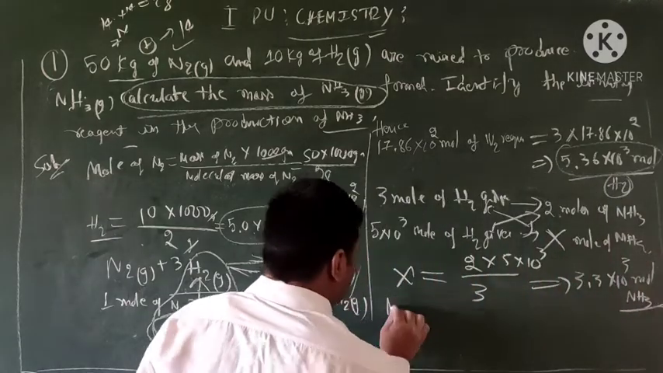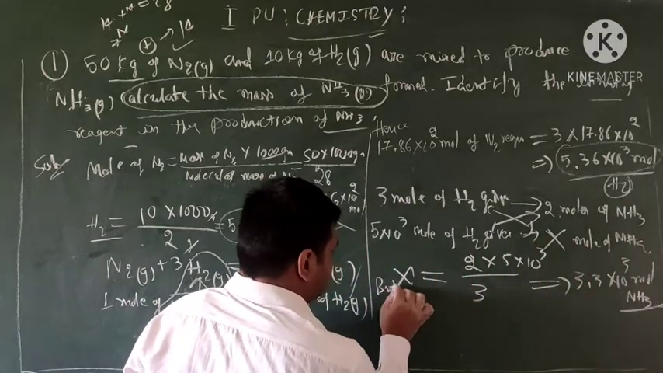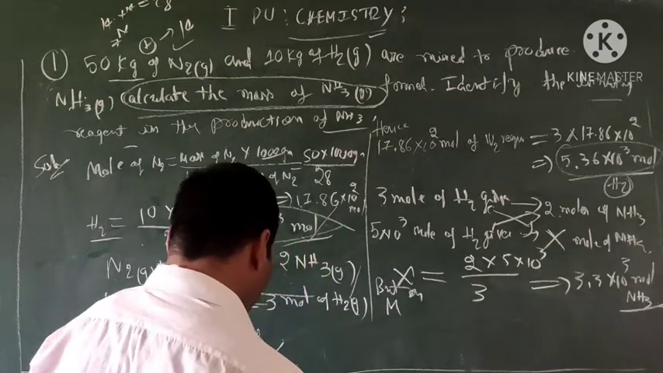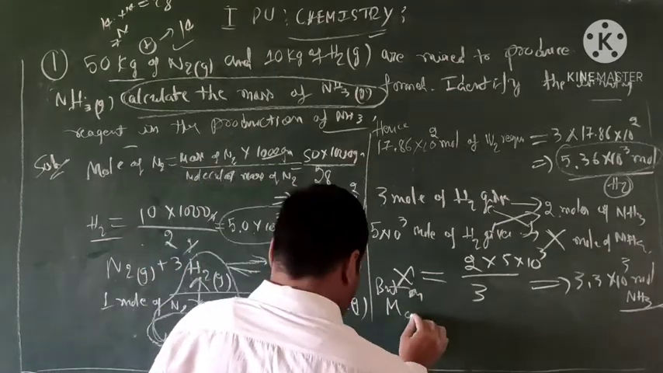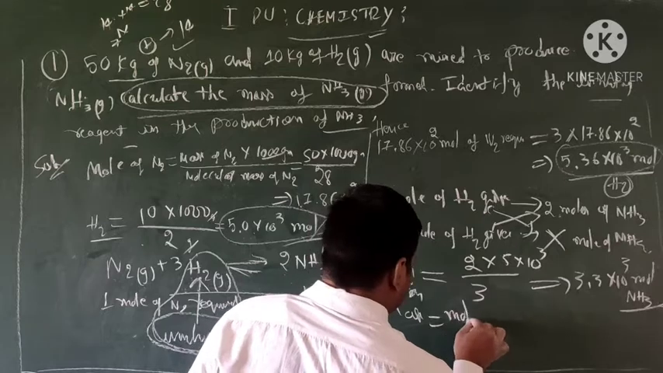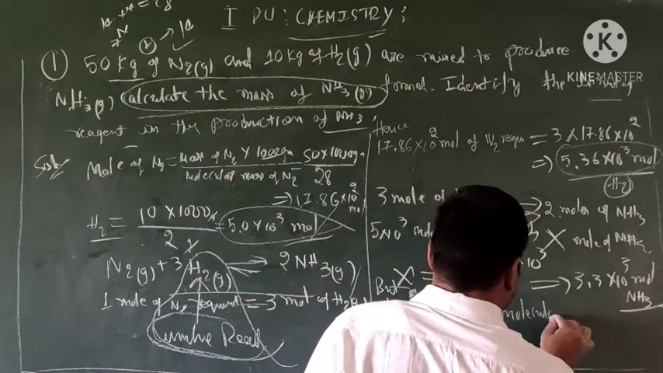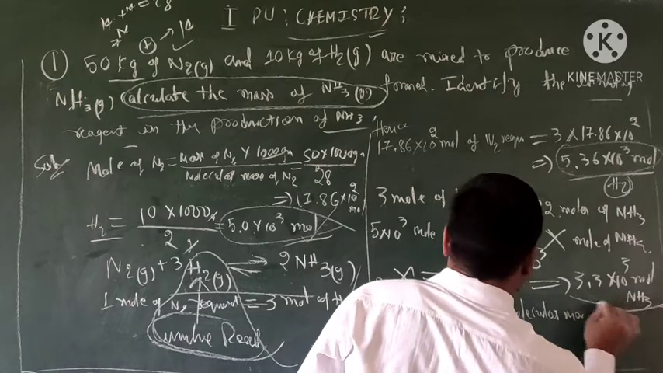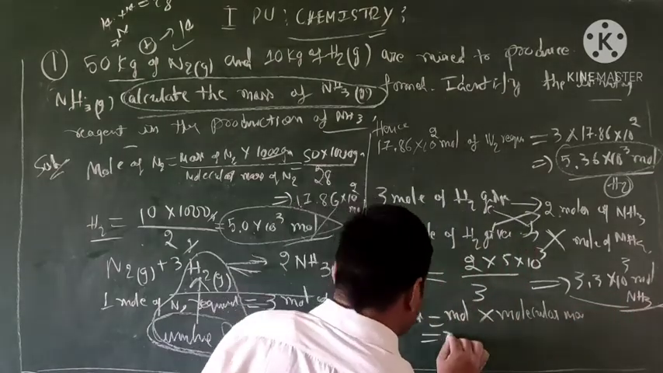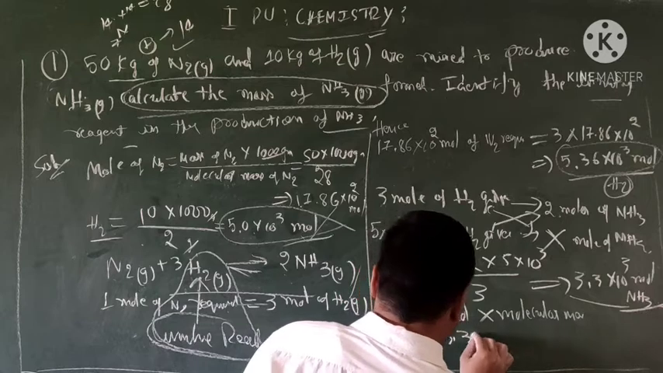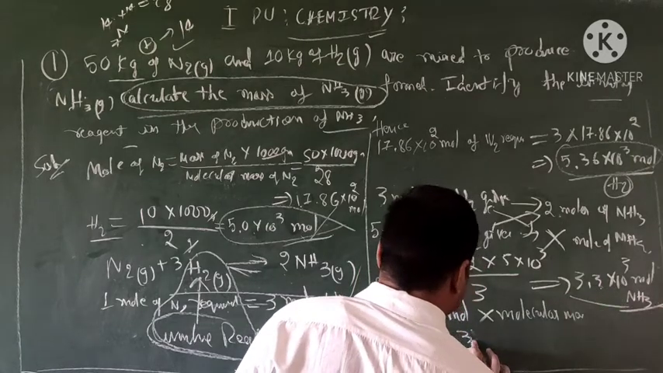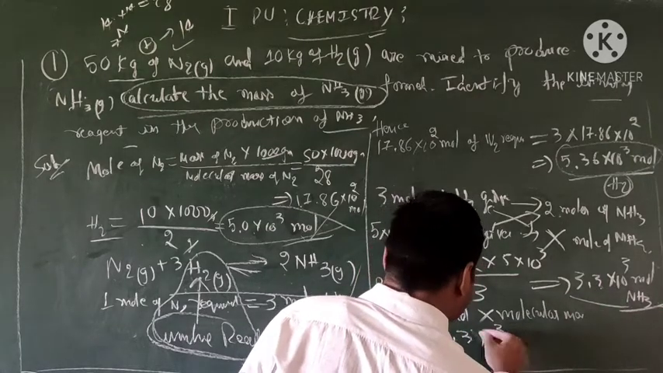Okay, but the mass is how much? Mole into molecular mass. This is the mole value. Mole value is how much? 3.3 into 10 to the power of 3.